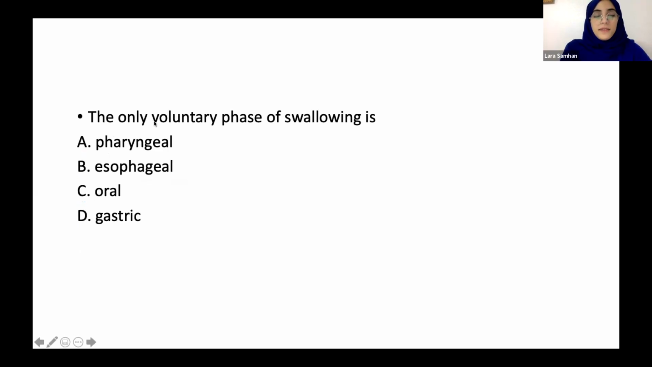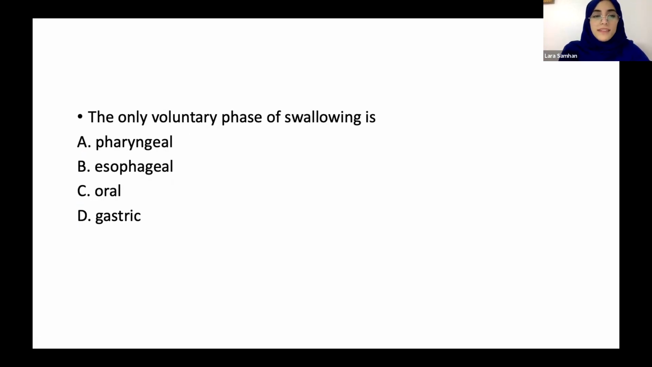Perfect. Okay, so this question is quite easy and straightforward. The only voluntary phase of swallowing is either A, B, C, or D. The correct answer is C. Why? Because swallowing has three phases, starting off with the oral phase, then the pharyngeal phase, and lastly we end off with the esophageal phase.